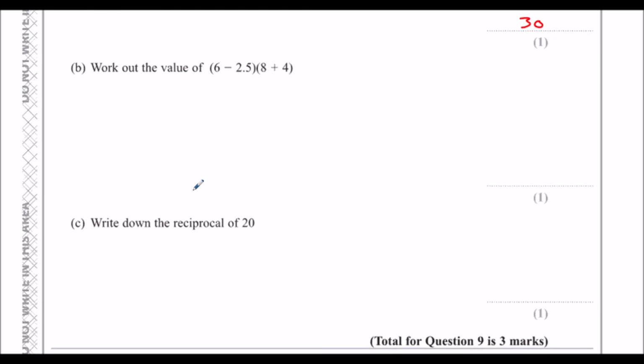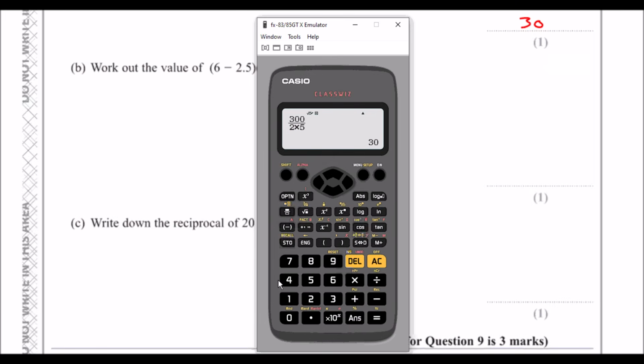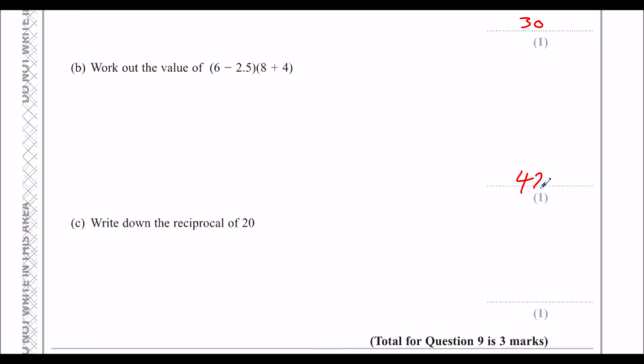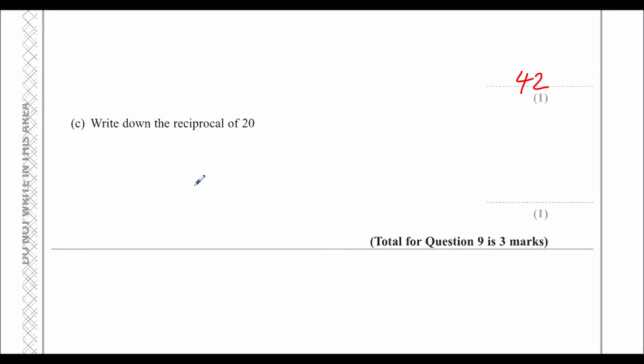And again, for part B, we can just type this in the calculator exactly how it looks. We don't need to do any working out before. So just 6 minus 2.5, close bracket, open bracket, 8 plus 4, press equals, and we get 42. Part C, write down the reciprocal of 20. Reciprocal means 1 over, 1 divided by. So 1 over 20.